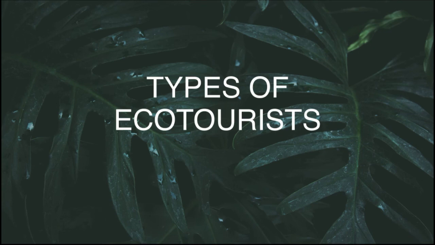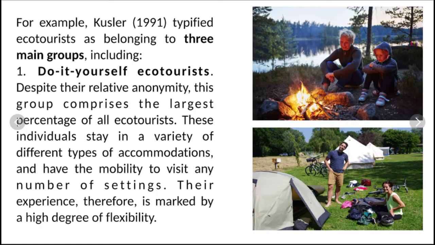Next one is the type of ecotourist. So, sino-sino ba yung mga tinatawag natin na ecotourist? Ano ba yung kanilang mga iba't ibang description or ano-ano ba yung iba't ibang masasabi natin na katangian ng mga ecotourists na to? So number one is the do-it-yourself ecotourist o yung tinatawag natin na DIY ecotourist. So it says here, despite of the relative anonymity, this group comprises the largest percentage of all ecotourists. Ibig sabihin, sa tatlong klase ng ecotourists, sila yung pinakamadami.